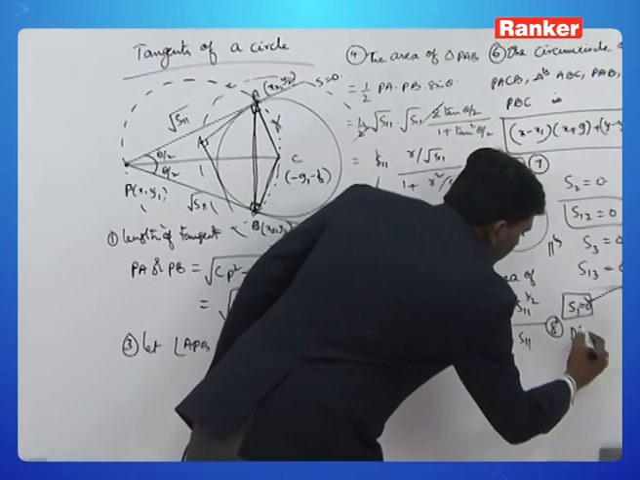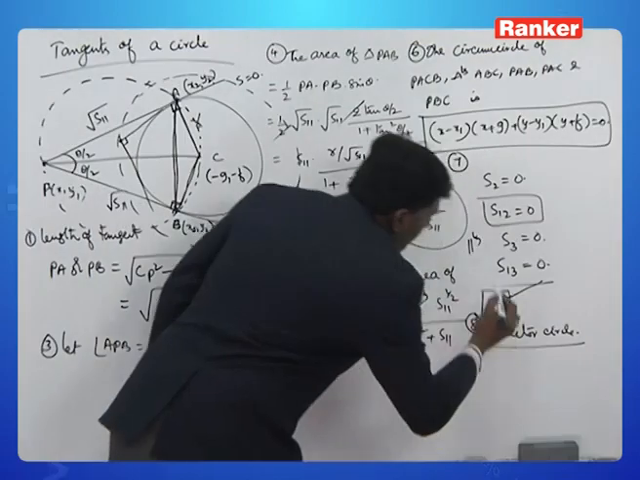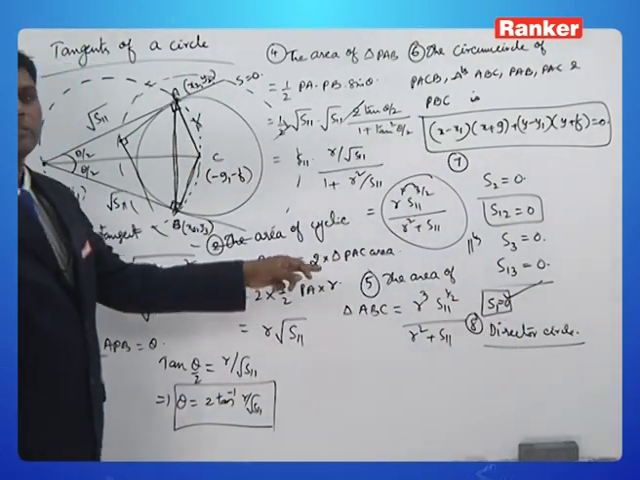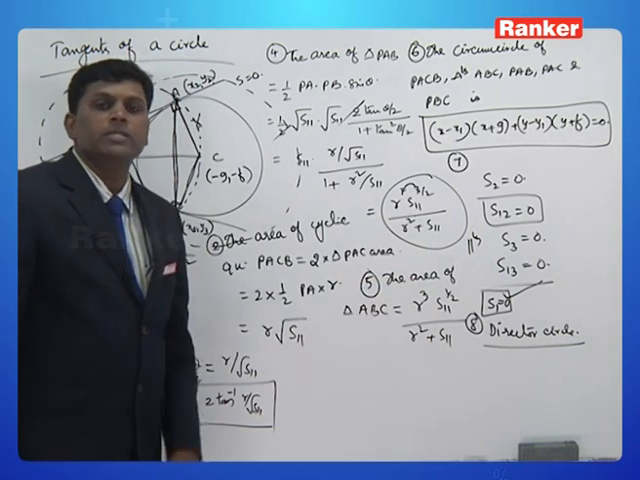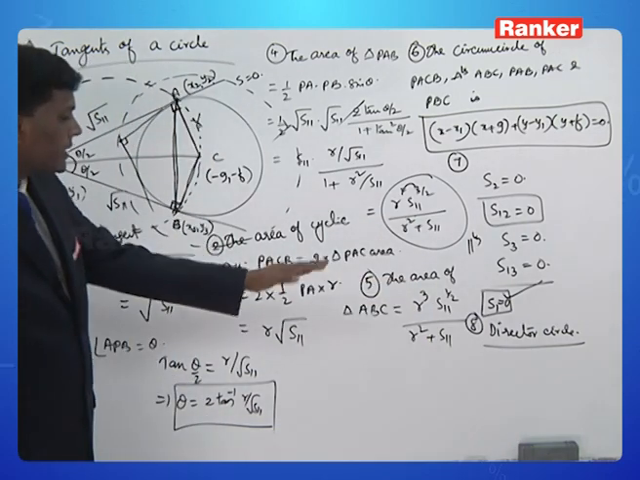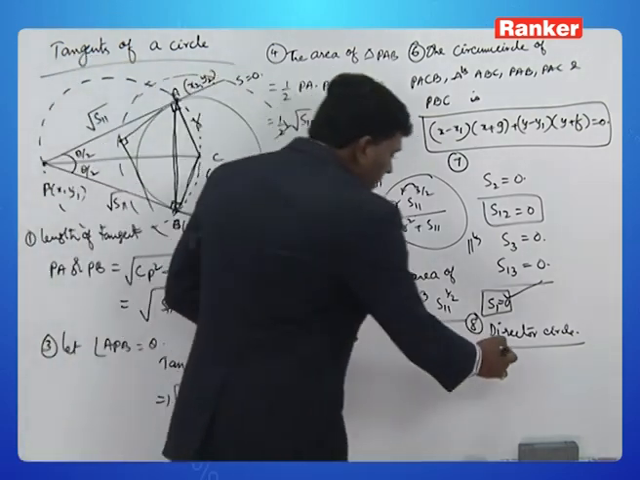So our 8th point is director circle. The locus of a point from which two perpendicular tangents can be drawn to the given circle S equal to 0 is defined as its director circle. How to find out this director circle equation?